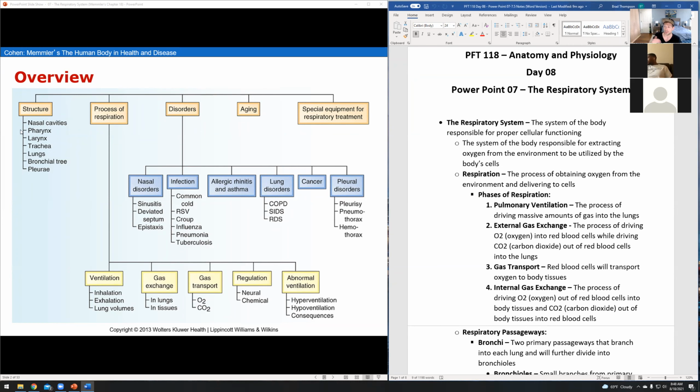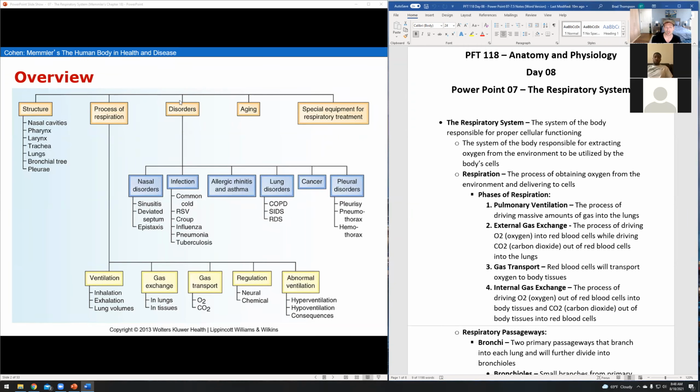And those are both an exchange of gases, CO2 for oxygen or oxygen for CO2, depending on where you're at. So we're going to talk a little bit about that ventilation process and that gas exchange process, how it's transported, and then what the abnormal versions of that are, like hyperventilation or hypoventilation.